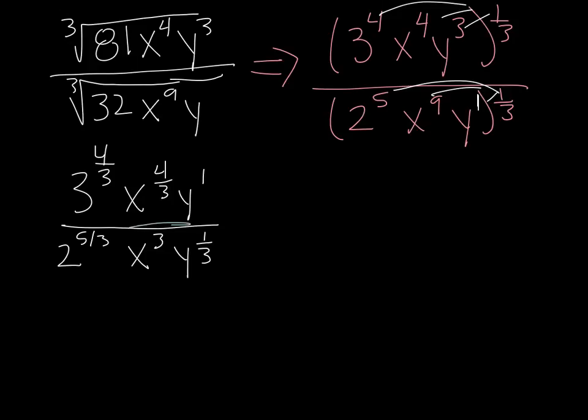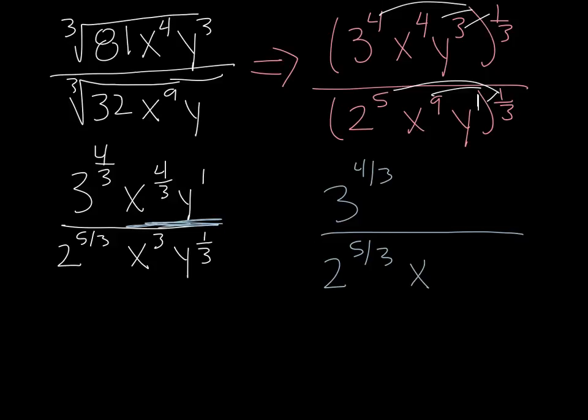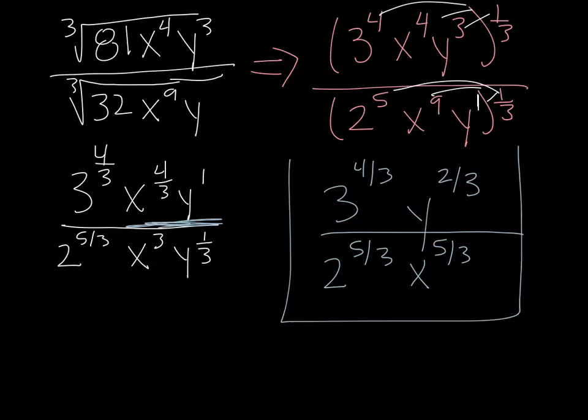Well, if I have division, I have to ask myself first, where do I have more? Well, the 3 and the 2, they're not the same base, so they're going to stay exactly where they are. However, the x's, if I look at my x's, I have more on bottom, so I have to keep my x on the bottom. Then I should subtract my exponents. So 3 minus 4/3 will give me 5/3. And then I have more y's on top, so the y's should remain on top. 1 minus 1/3 is 2/3. This right here is my final answer.